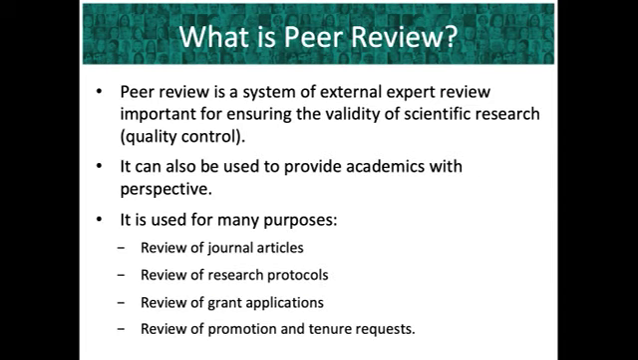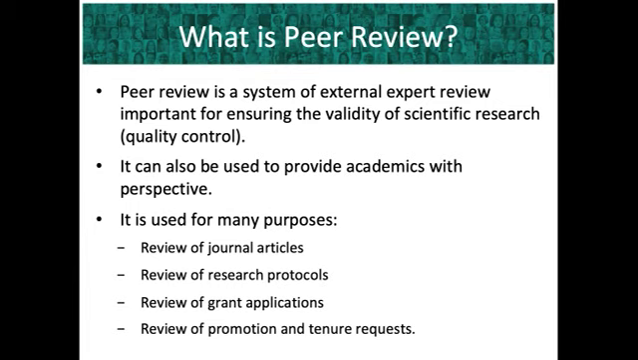Peer review is a system of external expert review, and it's important for ensuring the validity of scientific research as a form of quality control. Peer review has actually been used since the 17th century, but it became increasingly common in the 19th and 20th century. In 1937, the requirement for peer review for awarding grants from the National Cancer Institute was written into public law. Now, all major funding agencies today require peer review of grant applications, and a majority of journals also use a peer review system for submitted manuscripts.